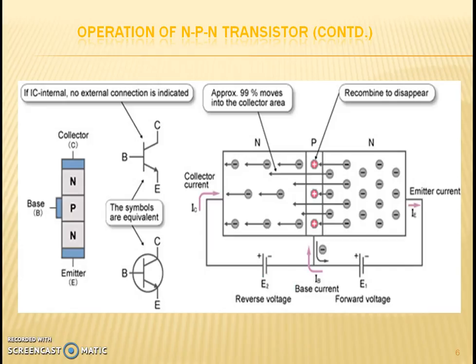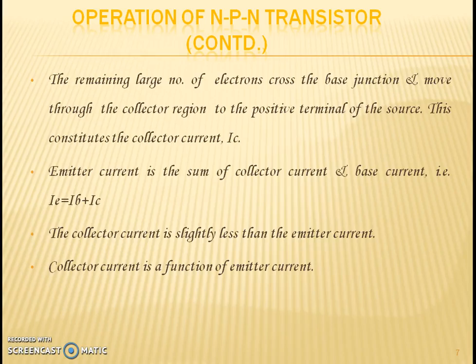The collector current is slightly less than the emitter current due to the fact that 2 to 5% of the electrons are lost in the recombination process which has taken place in the base region. The collector current IC is a function of emitter current IE. With increase or decrease in emitter current, there is a corresponding change in collector current. Here we can see the formula: IE, that is the emitter current, is equal to the sum of base current IB and the collector current IC.